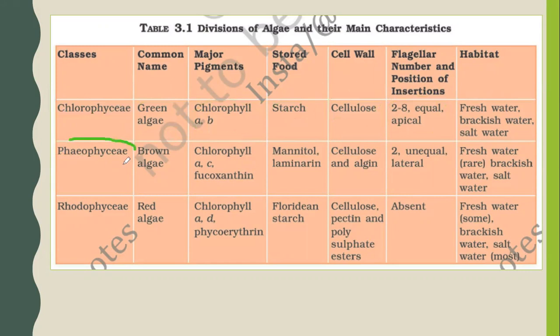Next are the brown algae, Phaeophyceae. The major pigments are chlorophyll a and c and fucoxanthin. Stored food material is in the form of mannitol and laminarin. The cell wall is made up of cellulose and algin. They have 2 unequal lateral flagella. Third one is Rhodophyceae, commonly known as red algae, with chlorophyll a, d, and phycoerythrin. Floridean starch is the reserve food material. The cell wall has cellulose, pectin, and polysulfate esters. Flagella are absent.